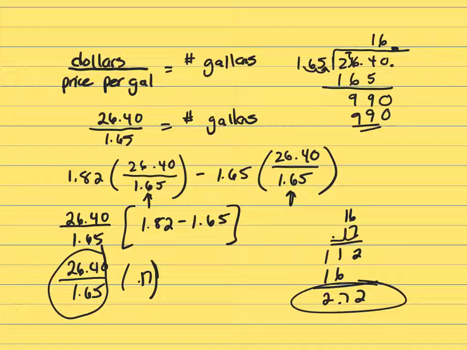Not always, though. I usually like to make these integers and then do factor trees and cancel. But it's going to take a little bit of time to do the factor tree for 264, I guess it would be, and 165. So I would just stick with the long way.